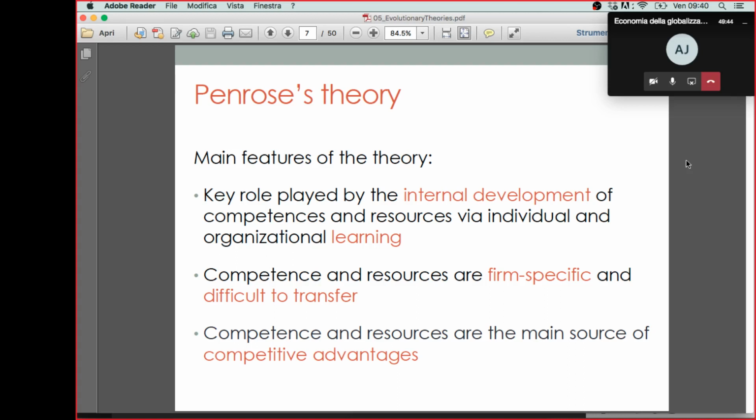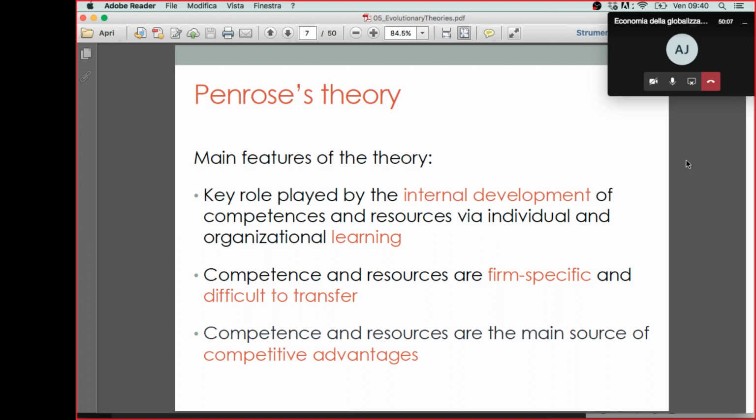When the skills are firm specific, it also implies that if my worker moves from my company to another company, this movement is not as easy as it is sometimes assumed by the standard theory, because these skills need to be adjusted to the characteristics of the new company where the worker goes.